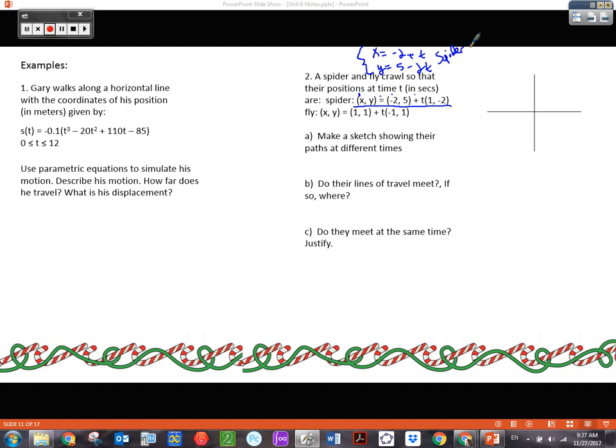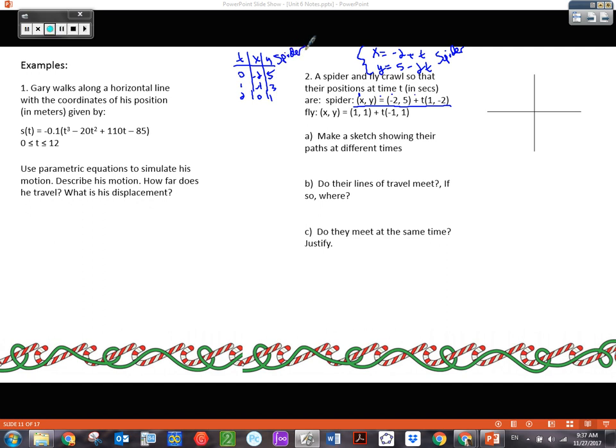Okay. And the t-chart for the spider, let's go ahead and do a t-chart because we're going to graph it. I'm just going to go from time 0 to 1. Again, I think we've done enough t-charts. I'm just going to copy that in. So the spider is at -2, 5 when he starts, then goes to -1, 3, then goes to 0, 1. So this is the spider.